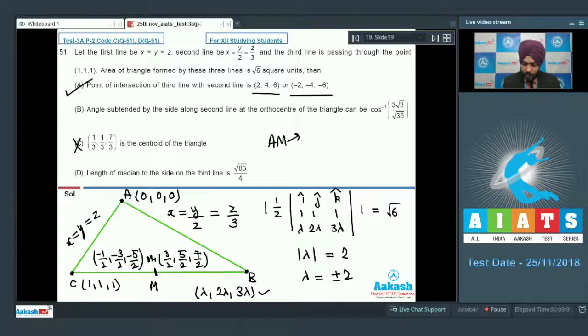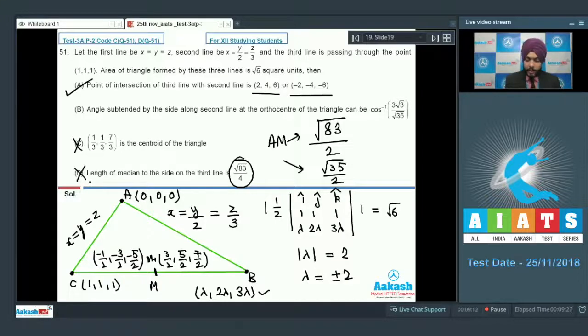First possible value of AM will be 9 by 4 plus 25 by 4 plus 49 by 4. 25 plus 49, 74. 74 plus 9 is 83. So √83 divided by 2 is the answer. This is the wrong option as far as the first part is concerned. Second part, 9 by 4 plus 25 by 4, so √34 by 2. That is also not given. So this option is wrong.